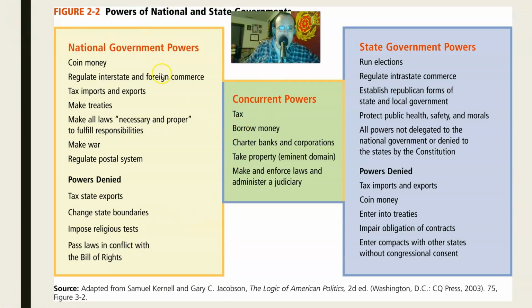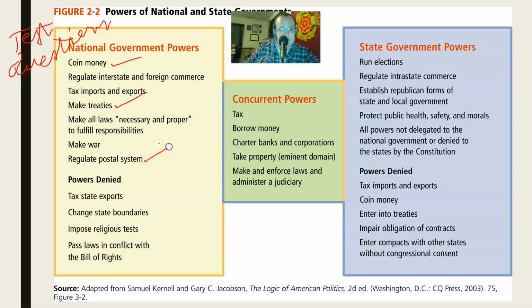So there are different powers here. The national government, and I'm certainly going to pull some test questions from here. Certainly. The national government can coin money. The state government cannot. It's not a concurrent power either. They can make treaties. Illinois does not have the power to make its own treaty with Canada. That's a power expressly given to the federal government.